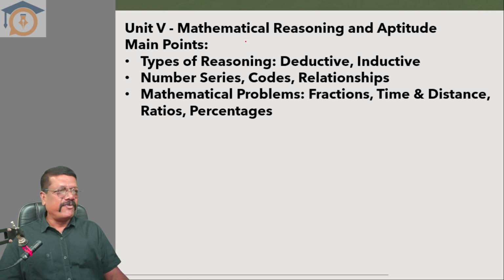Unit 5, we have the reasoning and aptitude related to maths. So the types of reasoning that we are supposed to look at are deductive and inductive. And then we have the number series, codes, and relationships. Then we have the mathematical problems related to fractions, time and distance, ratios, and percentages. Again, most of this is relevant for all teachers, right?